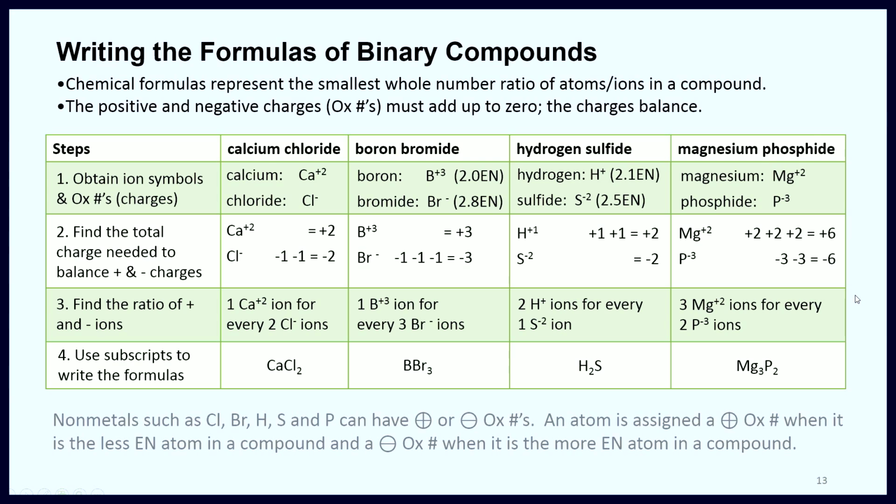Mg3P2. So nonmetals, such as chlorine, bromine, hydrogen, sulfur, and phosphorus, can have either positive or negative oxidation numbers. An atom is assigned a positive oxidation number when it is the less electronegative atom in a compound. And a negative oxidation number is assigned when it is the more electronegative atom in a compound.